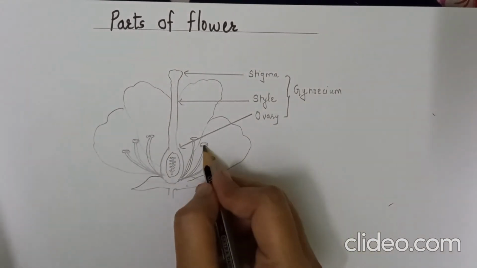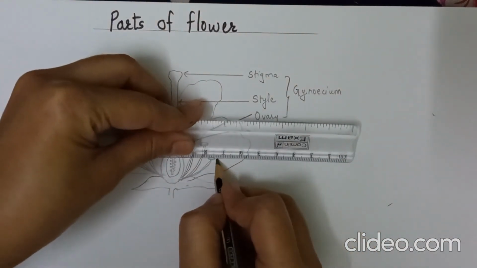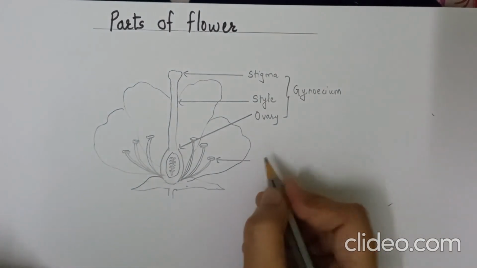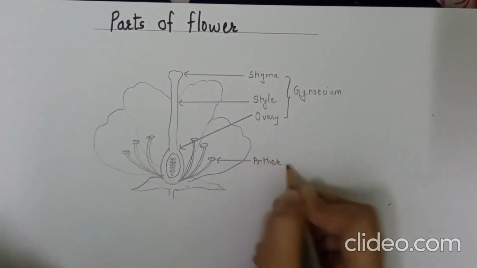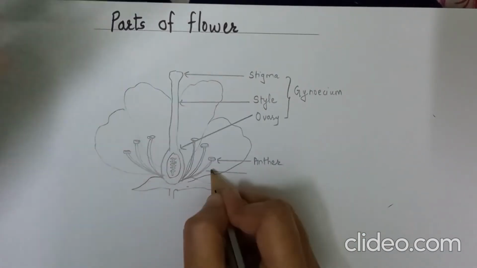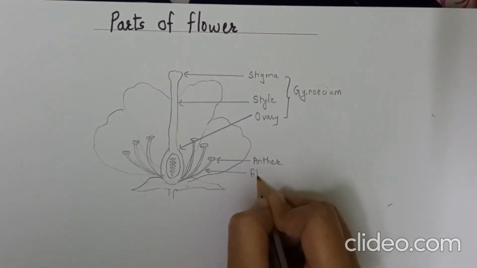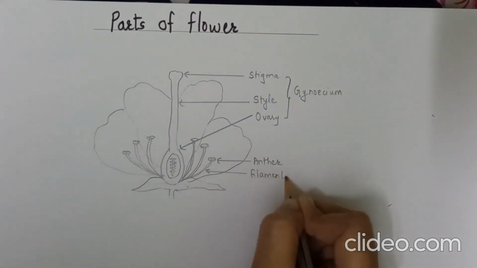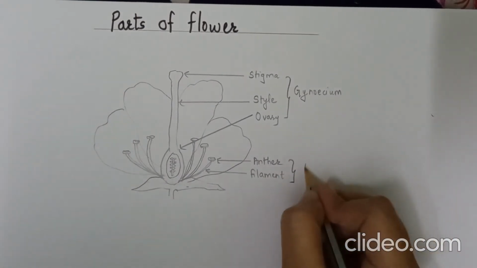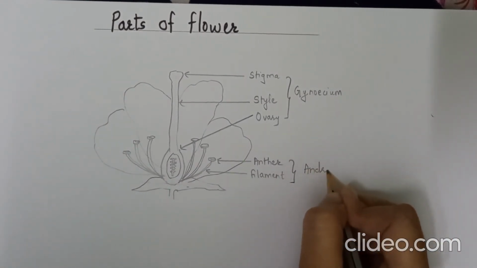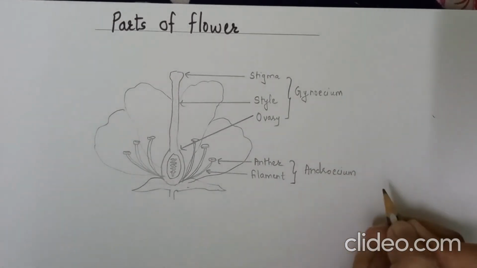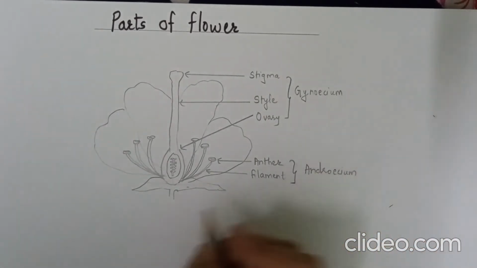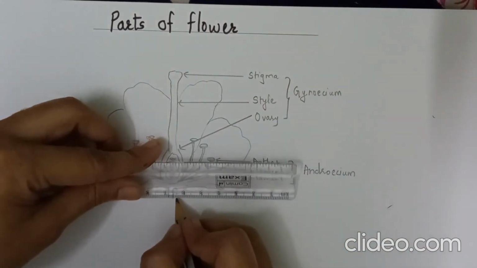Now let us go to this. Okay, this part is called anther, and the stalk of this anther we call filament. All right, filament. Now again join them together. These are the male reproductive part. We call it androecium. Okay, we call it androecium. Right, half of the job is done, children. Okay, this is what we need to remember.